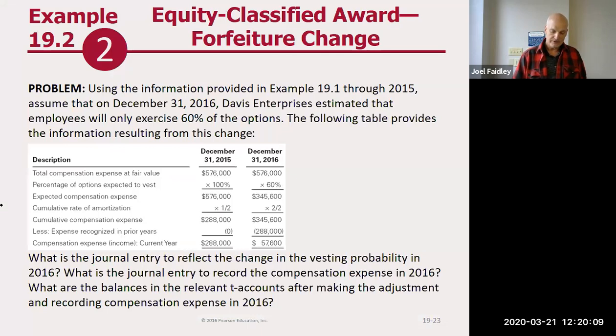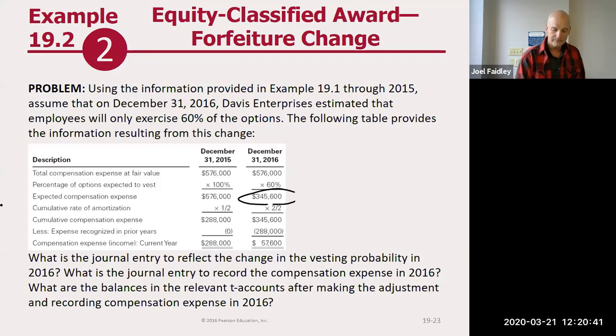Things can change each year, and in this particular example, what happens if it's estimated employees only exercise 60% of the options? Maybe 40% of the people you gave the options to have left the company. Maybe the value of the stock is not going to be what they thought it was going to be. There are a lot of different reasons, mainly it's because people leave. And when that happens, if only 60% is relevant now, we need to make an adjustment, don't we?